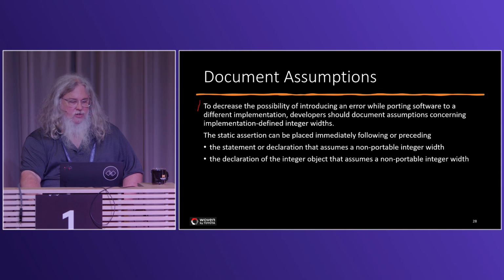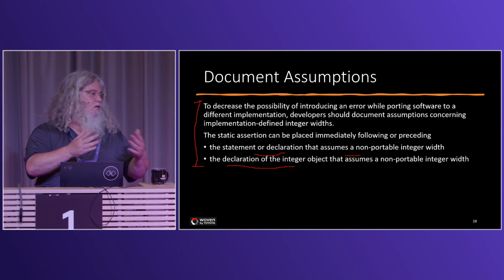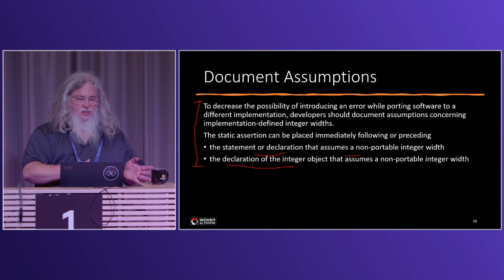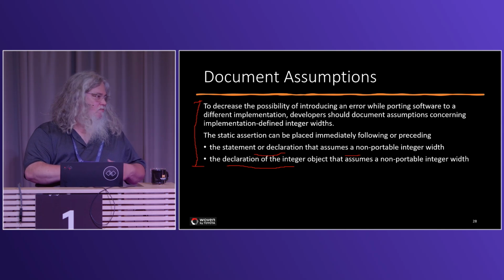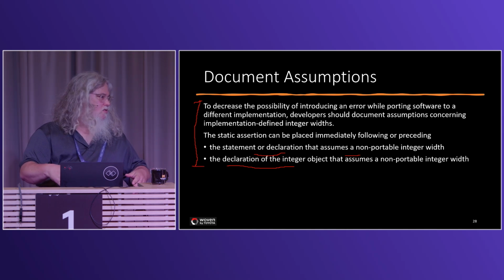So I started working on a rule for us to follow to support this type of portability, where you could place a static assertion either before or after the statement that assumes a non-portable integer width, or at the declaration of that integer, just to cut down maybe on the number of locations. This is a weird trade-off, right? You want the static assertion to be in proximity to the issue, so if it triggers, the developer can see what the problem is. But you don't want to have like 1 billion of these static assertions, right?